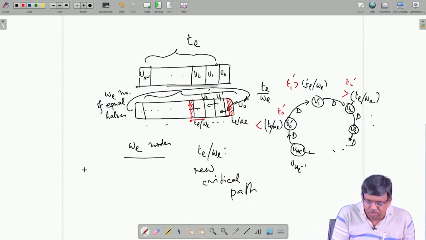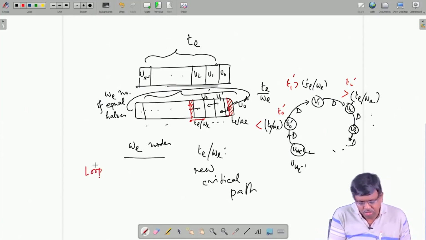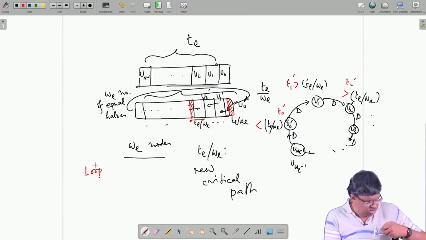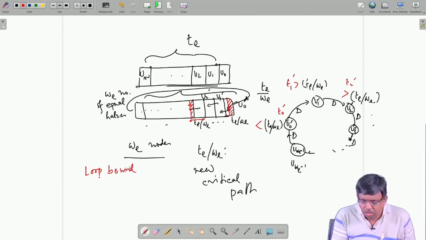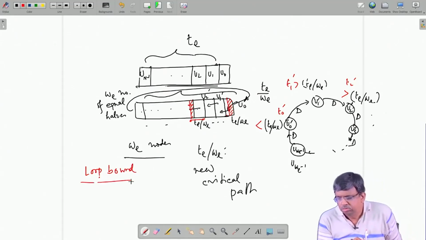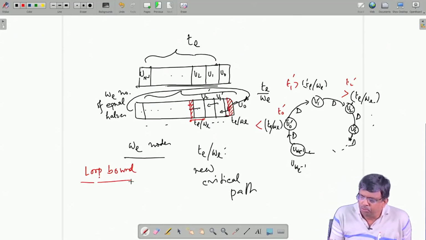This figure is called the loop bound. That is the total computation time of the loop, TL divided by WL. What does it stand for? This gives the best possible, minimum possible critical path you can arrive at in the loop by retiming. You cannot go below this.